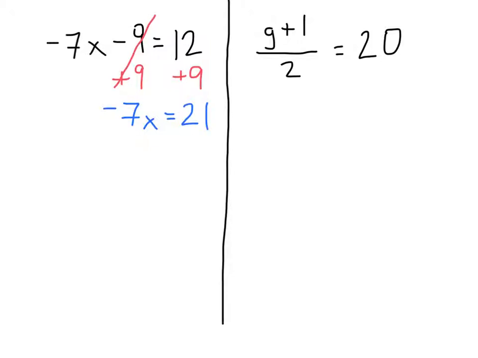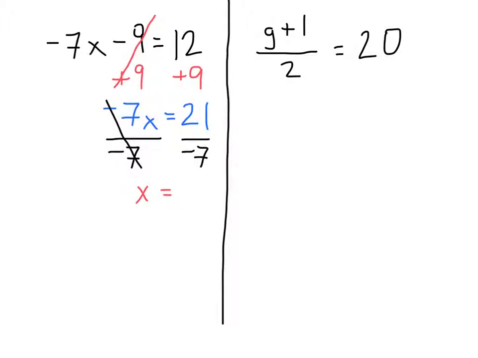Now, this should look familiar. Negative 7x is equal to 21. This is now a one-step equation, which we have learned previously. So in this, we have negative 7 times x. So we're going to do the opposite of multiplication, which is division. We are going to divide by negative 7 on both sides. So the negative 7's cancel out, and all we have left is x.